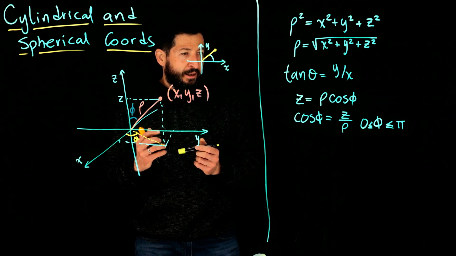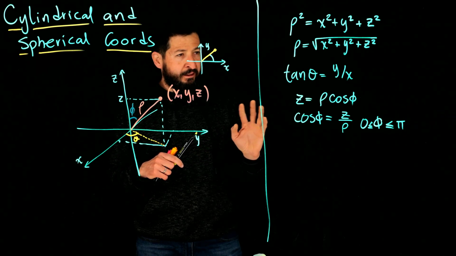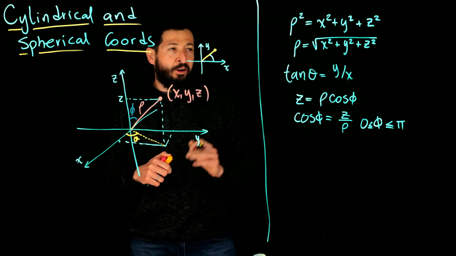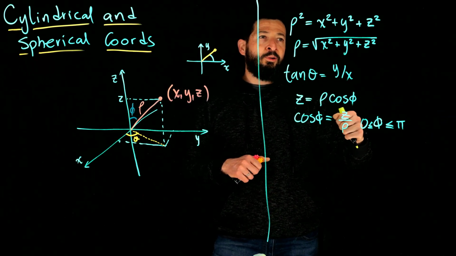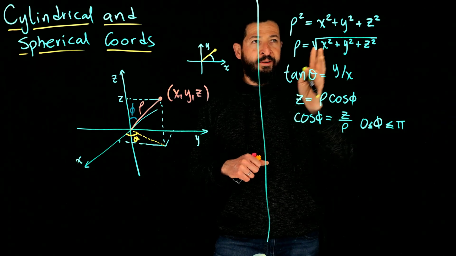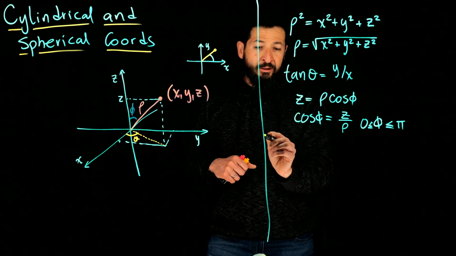And so now let's write the other kind of equation. So this is the case whenever you have rectangular, how do you convert to spherical? So now let's go from having spherical to rectangular.